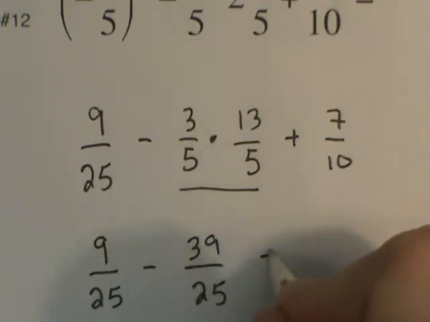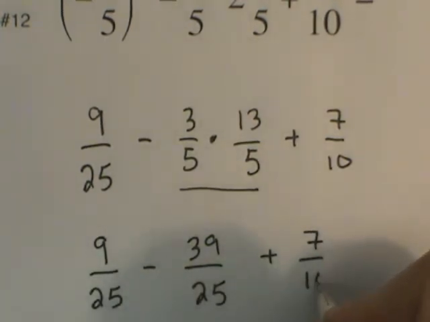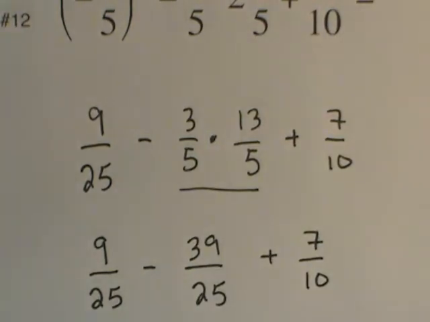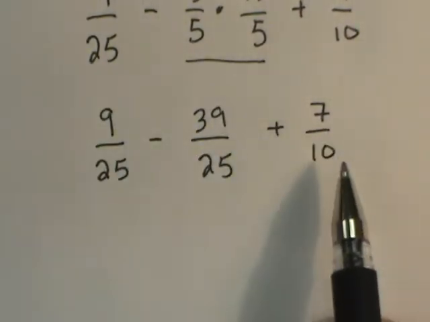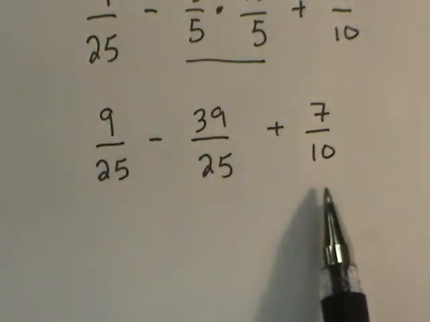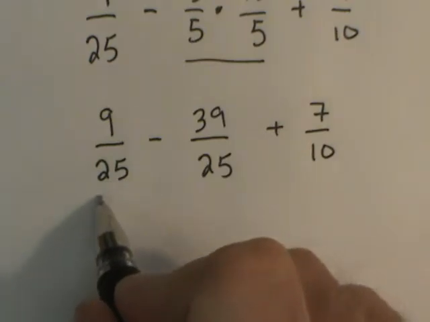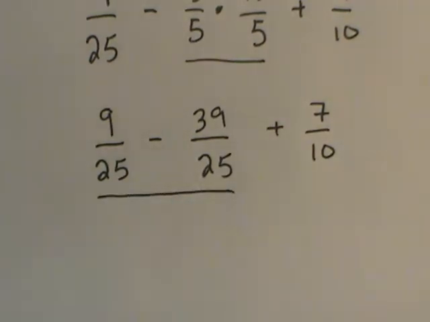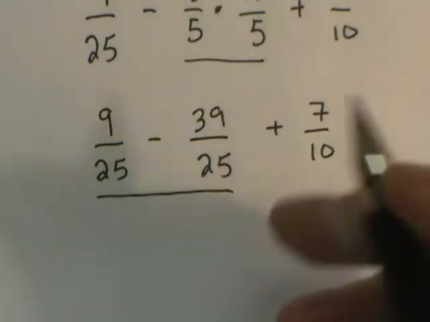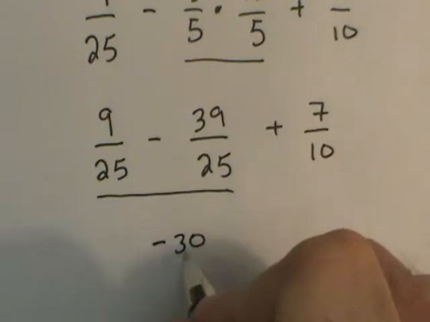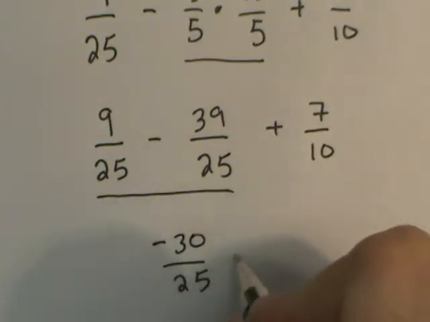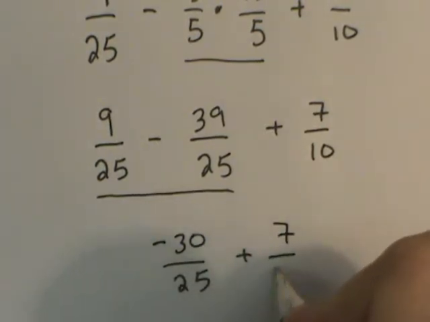25 plus 7/10. Now there's two things I can do here. Because I recognize that it's all addition and subtraction at this point, I can find a common denominator for all three of these, or it may be more appropriate just to go ahead and work the first two fractions since there's already a common denominator there. And so when I do 9 take away 39, and that's the route I'm going to go, I'll go with negative 30 over 25 plus, and bring my 7/10 down.